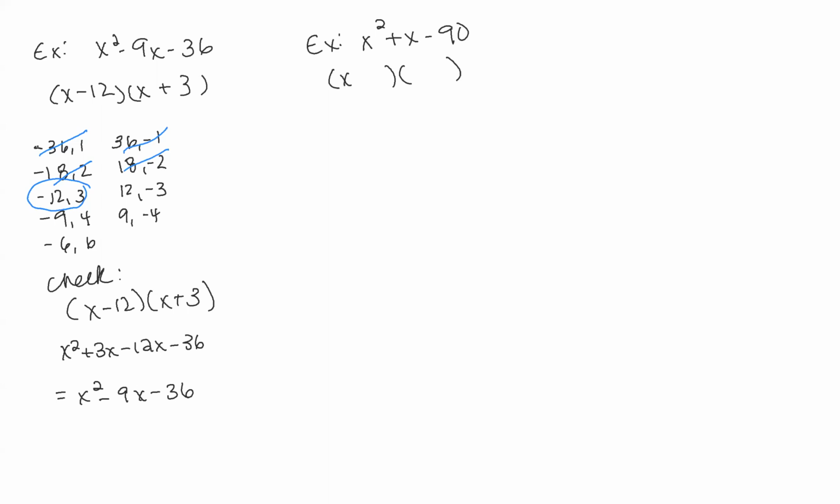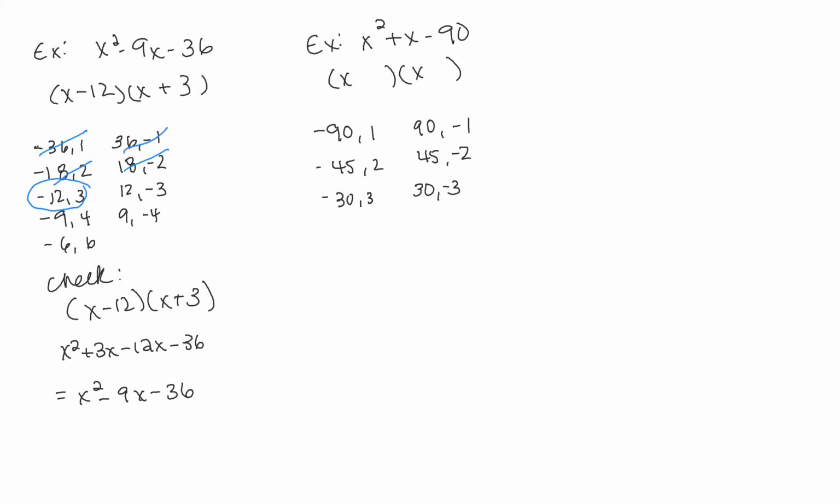So I start two binomials, each with a factor of x. And now I'm looking for factors, or numbers, that multiply to give us negative 90. So I could have negative 90 and 1, or 90 and negative 1. I could have negative 45 and 2, or 45 and negative 2. I could have negative 30 and 3, or 30 and negative 3.